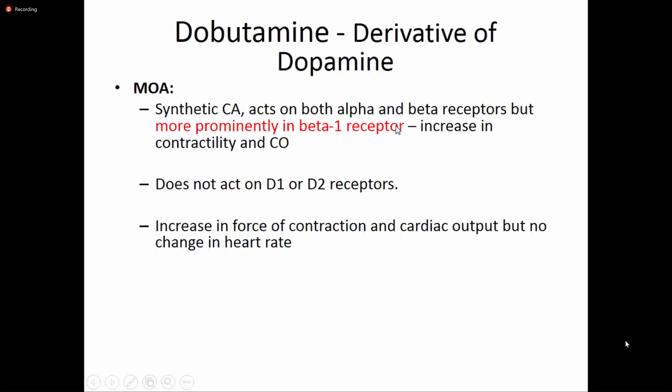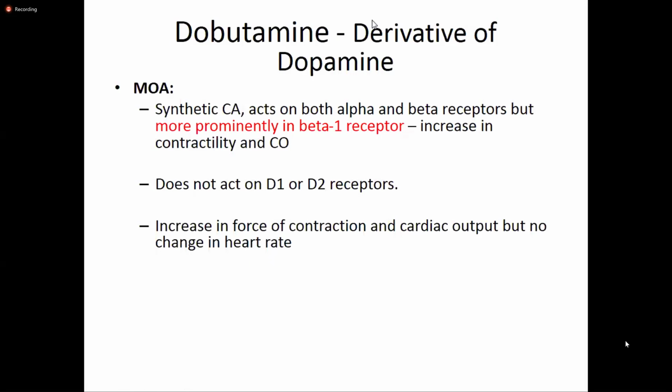And due to this, there is an increase in cardiac contractility and an increase in cardiac output. But although it stimulates the beta-1 receptor present in the heart, there are no such major changes in the heart rate. That means there is no tachycardia. However, it increases the force of contraction of the heart as well as the cardiac output from the heart. It does not change the heart rate and does not cause tachycardia.